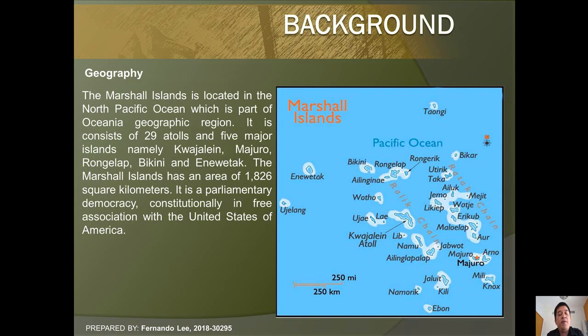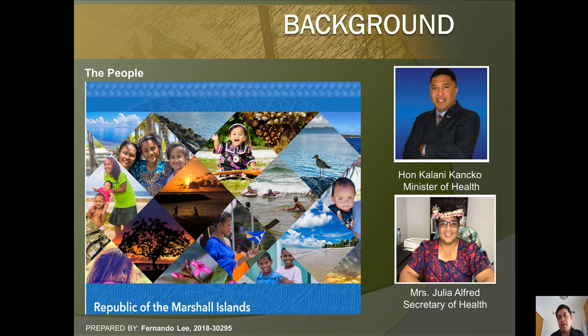Okay, geographically, the Marshall Islands is located in the North Pacific Ocean, which is part of the Oceania geographic region. It consists of 29 atolls and 5 major islands, namely Kwajalein, Majuro, Rongelap, Bikini, and Ebeye. If you look at it, it's in between Guam and Hawaii, and also there's the Federated States of Micronesia. Then the next one is the Marshall Islands. So, the people.